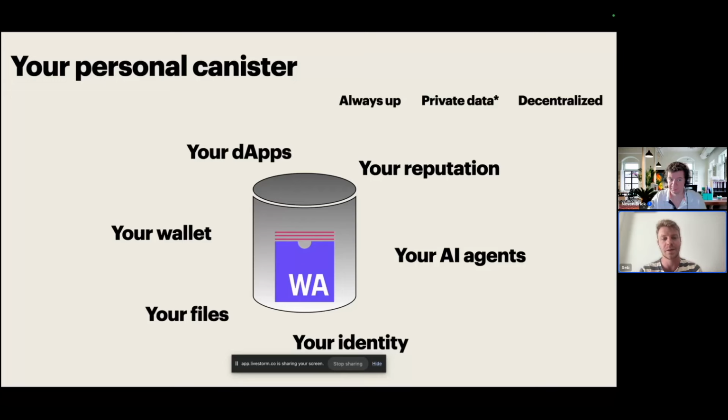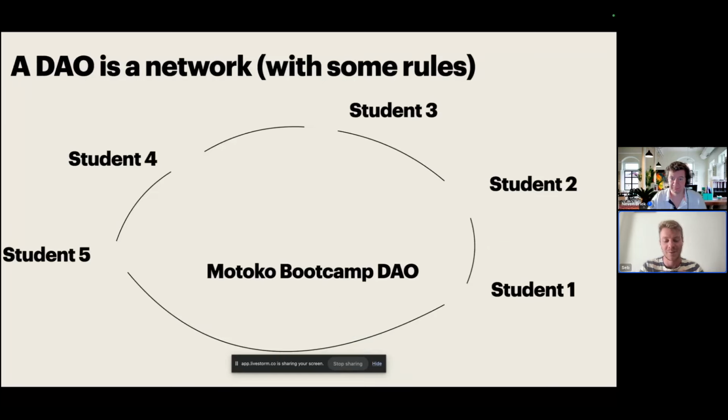So now that you have your personal canister, you essentially have a way to interact with the world that has never been possible before. You can interact with any other canister with this common interface, and you can make contracts, you can make transactions, you can exchange value, you can sign agreements, and so that's where the DAO comes in.